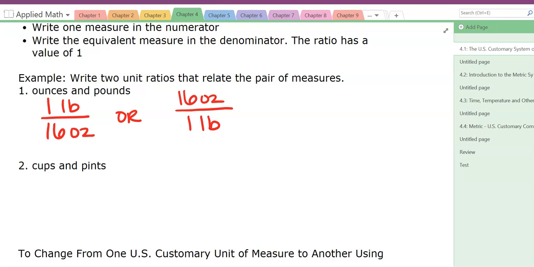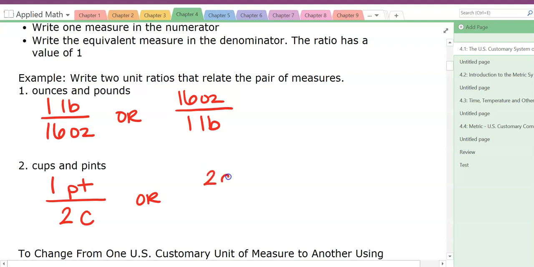Okay, so how could you compare cups and pints? What does it say up in your chart? How many cups are in a pint? 2 cups in a pint. So you could have done 1 pint over 2 cups, or what would be the other one? Good, 2 cups over 1 pint.